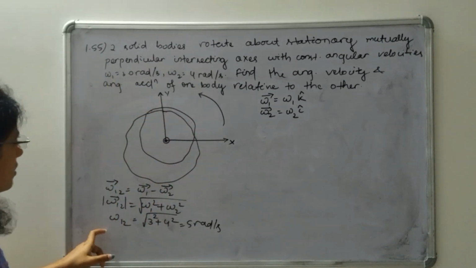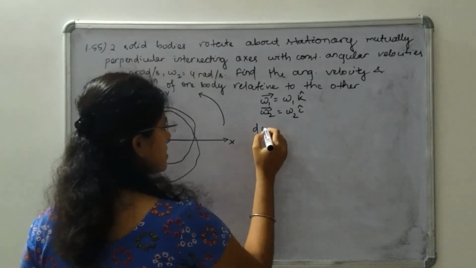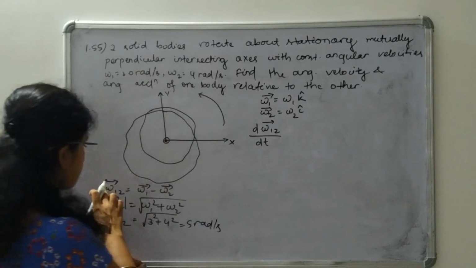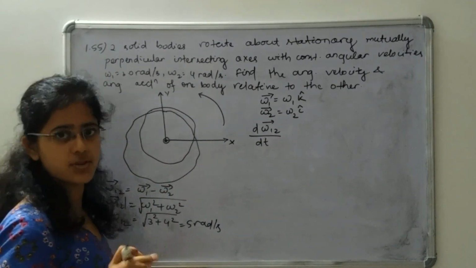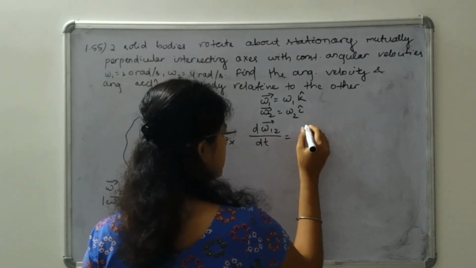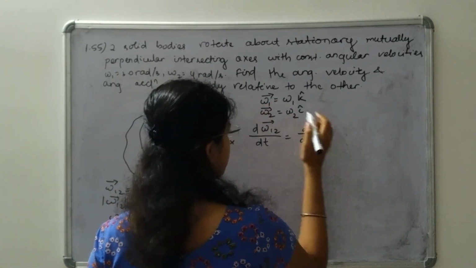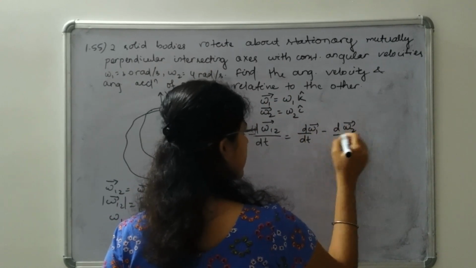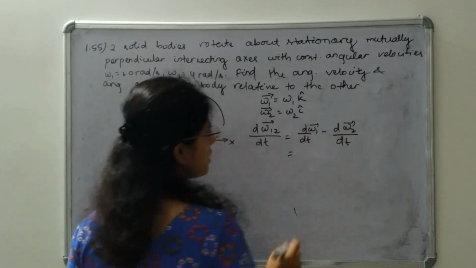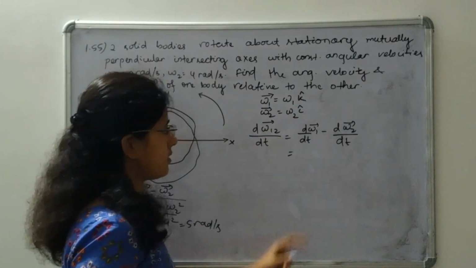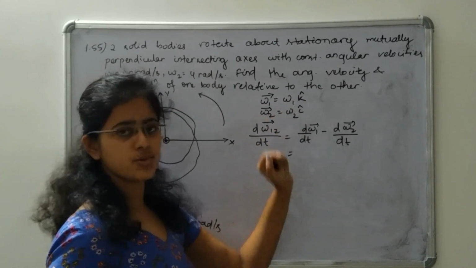So here the angular acceleration, how can we derive? Simply by differentiation of this angular velocity vector with respect to time. So d omega 1 2 divided by dt is d by dt of omega 1 vector minus d omega 2 vector divided by dt. So omega 1 vector is omega 1 into k cap. That means d by dt of omega 1 into k cap.